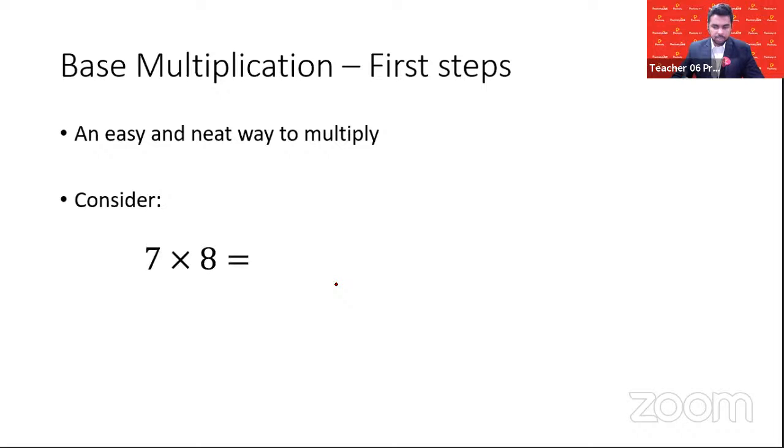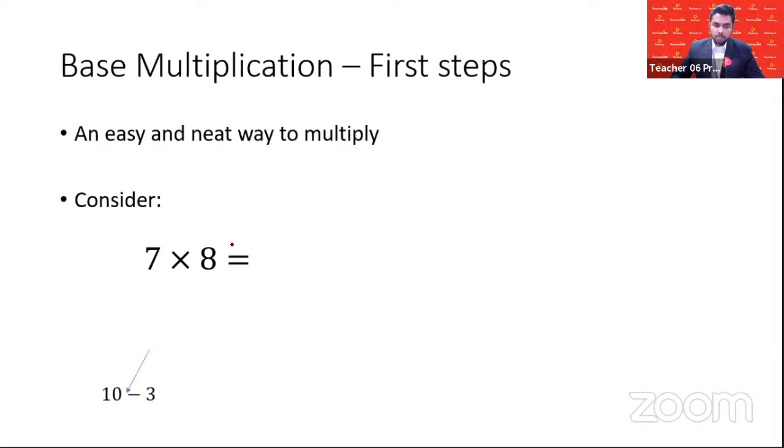So here is the first problem for you. We are going to do 7 times 8. It is very clear the answer is 56. But suppose a student is finding it difficult to memorize this in the multiplication table. You have an easier technique. You will get the answer within seconds.